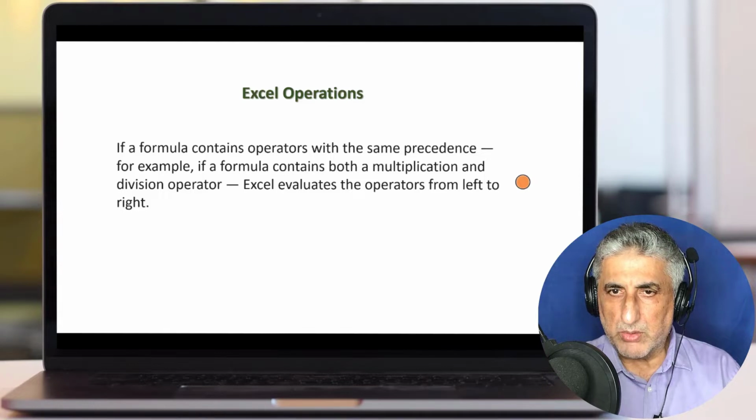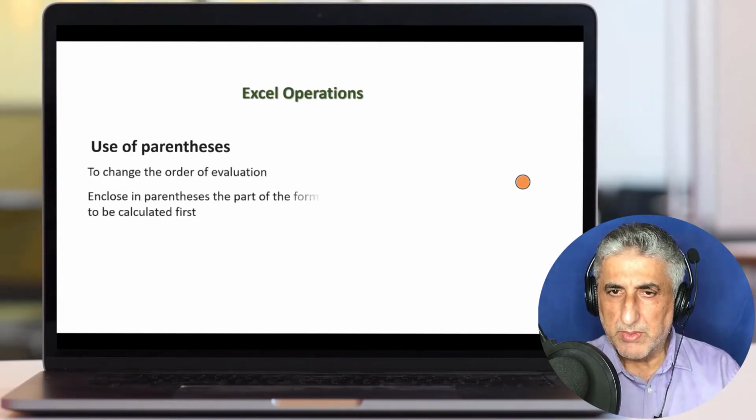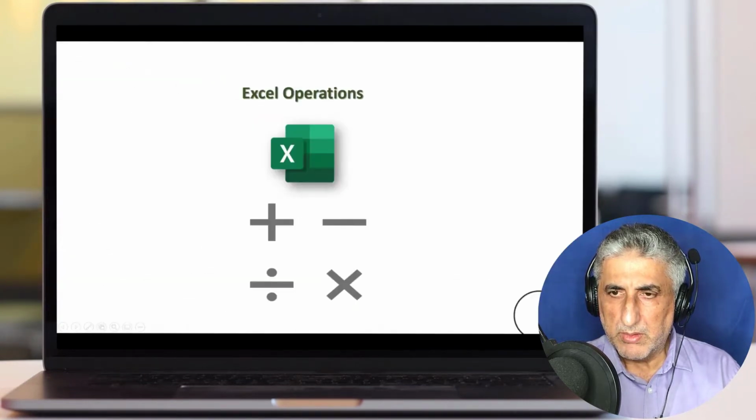And we will talk about Excel operations if we have two operations with the same precedence in one formula. What will happen? We will talk about the use of parentheses. So let's start.